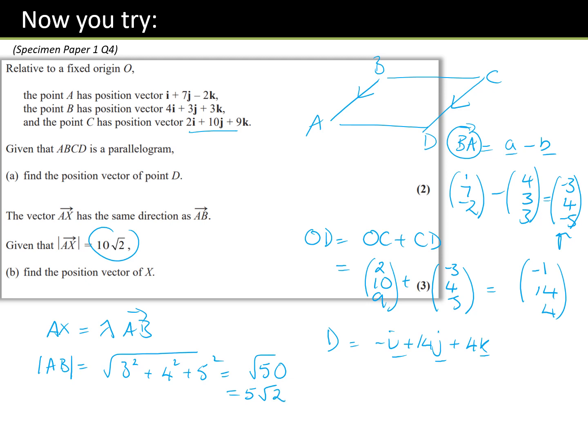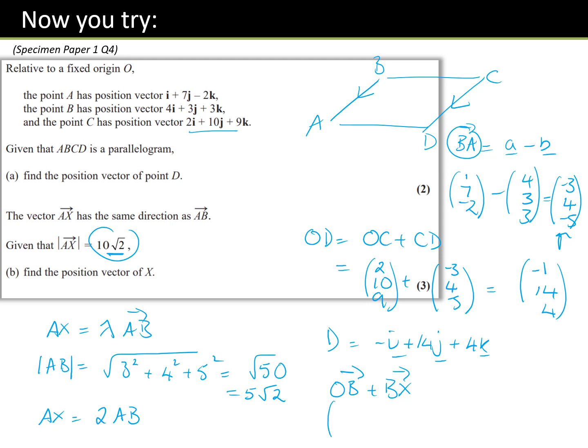So how does that compare with 10 root 2? It is double. So AX is equal to 2AB. If we get ourselves to B and then just add on the journey that goes from A to B, that will get us to X, because it's double the journey. So we get OB plus BX, and BX is just the journey of AB.